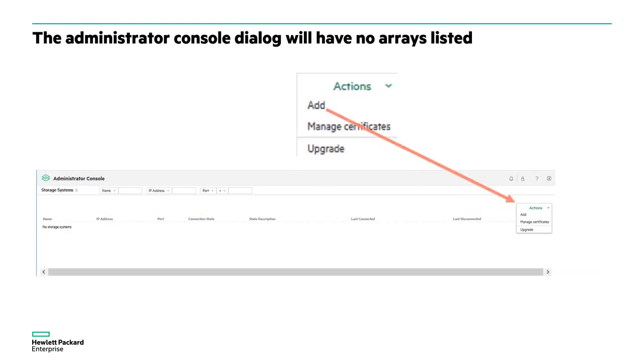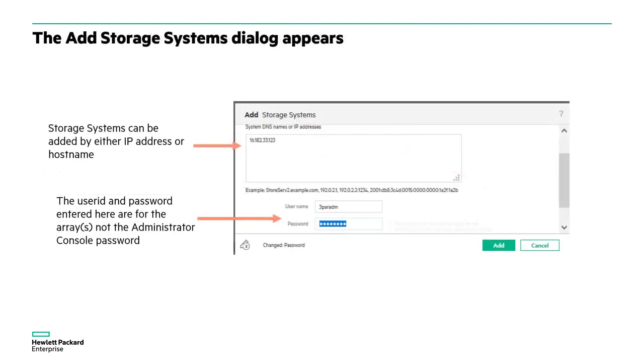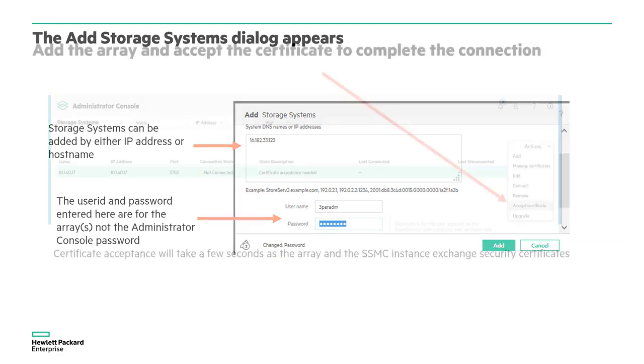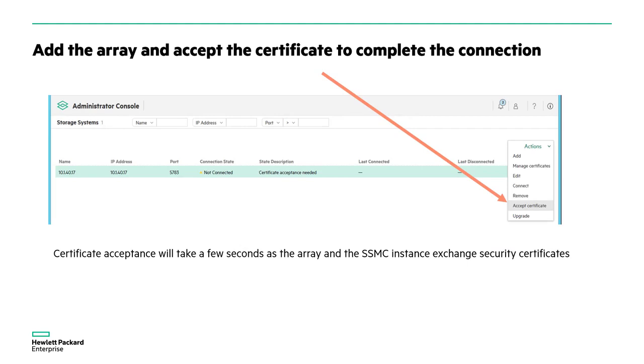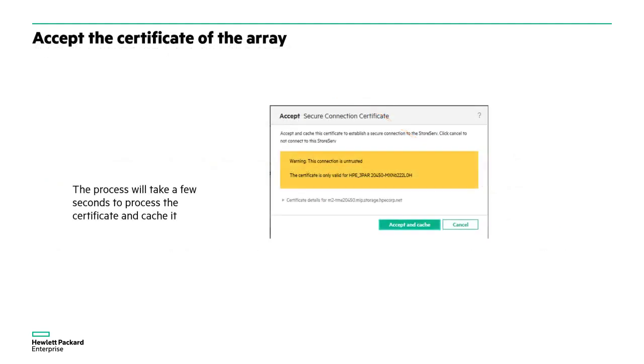And we'll go to add array from the action panel. We can add systems by IP address or by resolvable DNS name, and the user ID and password that you're going to put in are going to be the user ID and password of the array. We'll accept the certificate to ensure that we have secure communications.